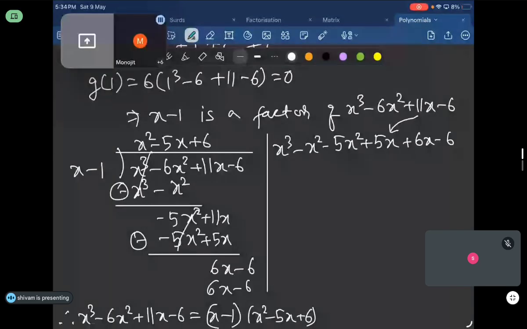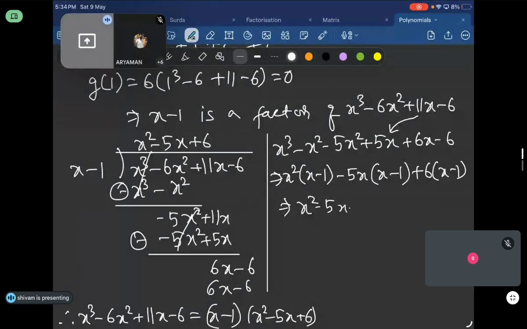After this, from the first two terms, x square is common, right? X square common, x minus 1, minus 5x common, x minus 1, plus 6 common, x minus 1. Now this will become x square minus 5x plus 6 into x minus 1. You'll get the same thing, x minus 1 into x minus 2 into x minus 3. Anyone having any doubt, you can ask me.